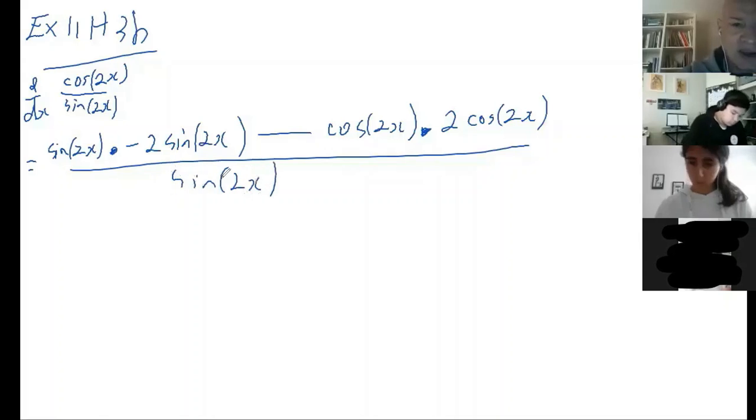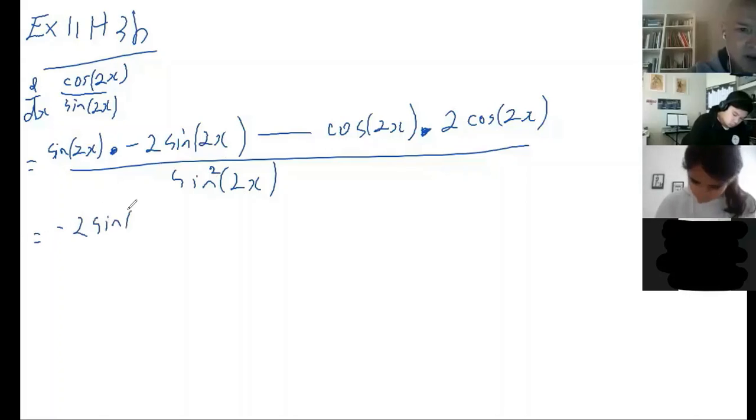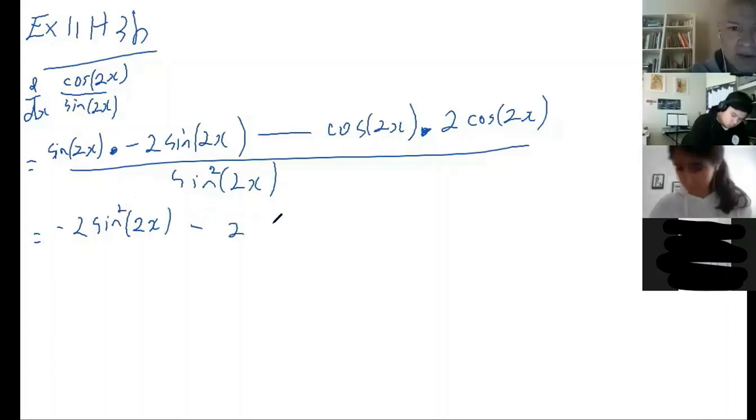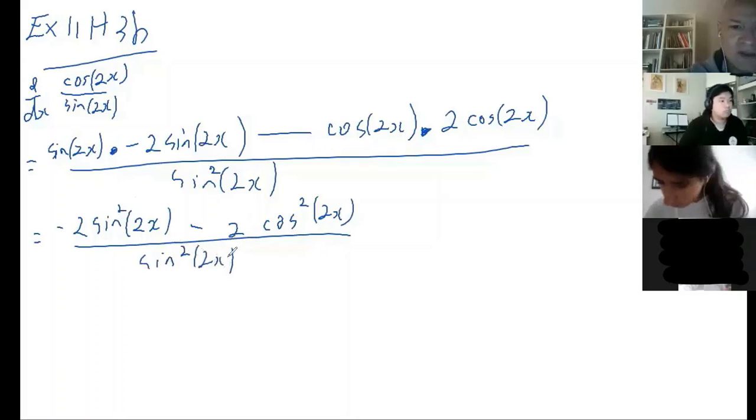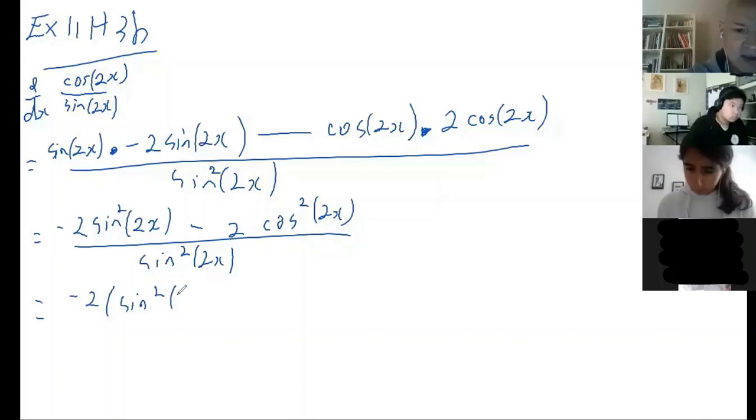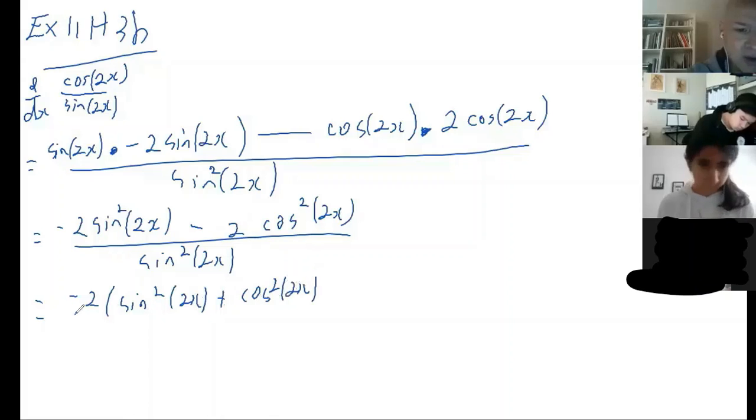And I can put that in brackets and square it, or I can just write it like this, it means the same thing. So here we end up getting negative 2 sine 2x, and it's squared, and here we got minus 2 cos squared 2x, all divided by sine squared 2x. Now remember the rule, I'm going to take out negative 2 as a factor, so I've got sine squared 2x plus cos squared 2x, all divided by the sine squared 2x.